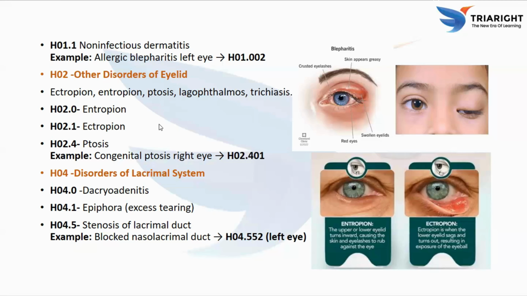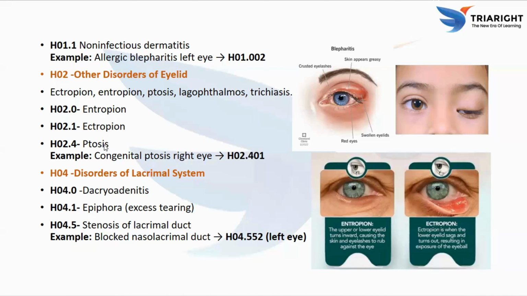inner lid. So you can clearly see the picture, entropion over here. In entropion, the upper or lower eyelid turns inward, causing the skin and eyelashes to rub against the eye. Whereas in ectropion, it is when the lower eyelid sags. You can clearly see in the picture, the lower eyelid sags and turns out, resulting in the exposure of the eyeball. So this is the difference between entropion and ectropion.